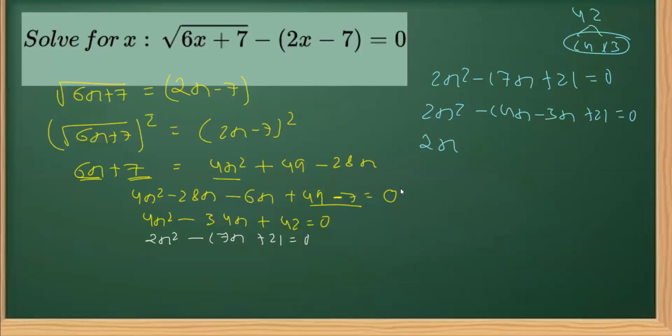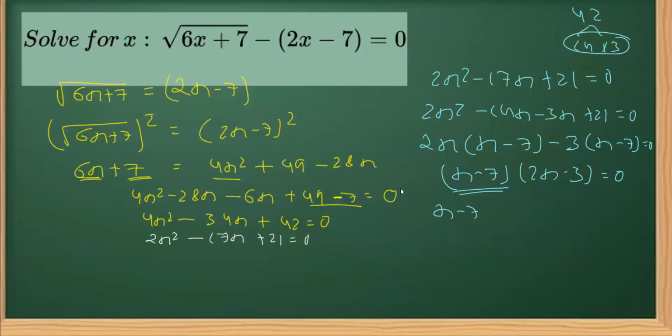Common from the first 2 terms is 2x, so it will give you x minus 7. From the last 2 terms, minus 3 is common, so the sign will change inside. That will give you x minus 7, and this being 2x minus 3, equal to 0. Comparing this with 0, we'll get x is equal to 7, and comparing this with 0, we'll get x is equal to 3 by 2.